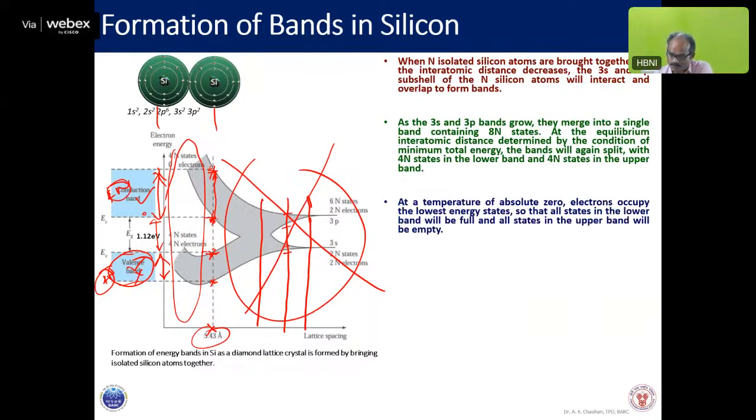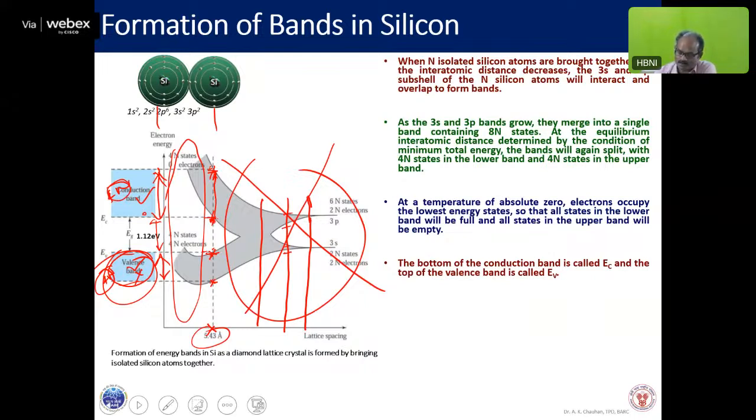At a temperature of absolute zero, electrons occupy the lowest energy states, so all states in the lower band will be full, and all states in the upper band will remain empty. The bottom of the conduction band is called EC, and the top of the valence band is called EV. So this energy is called EV, and this energy is called EC.